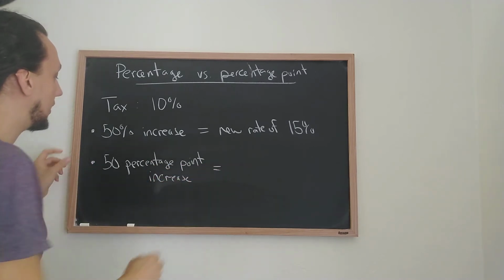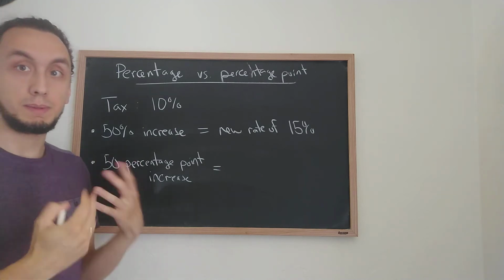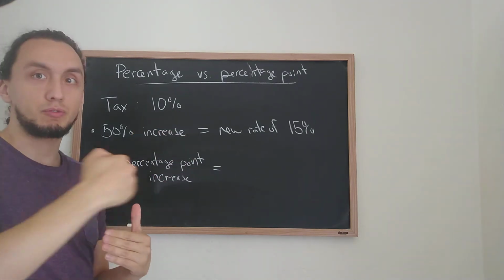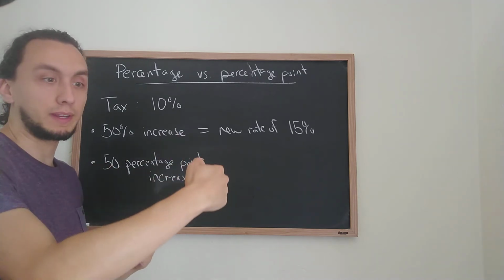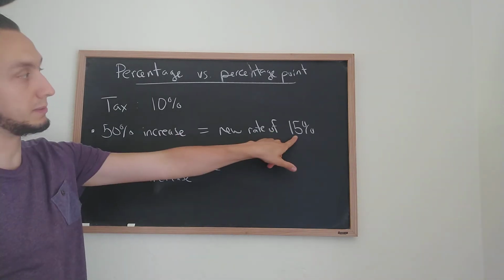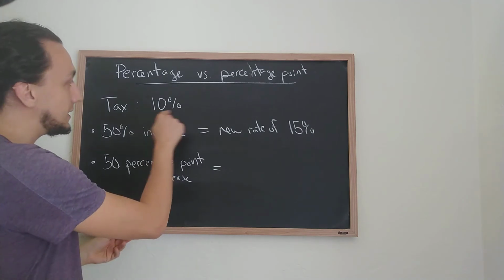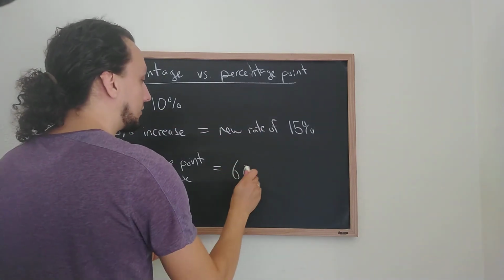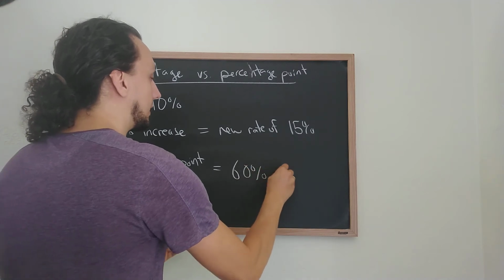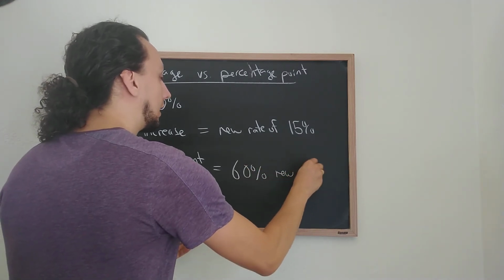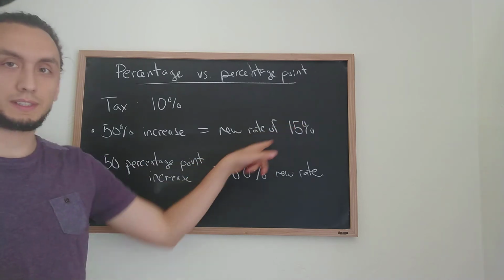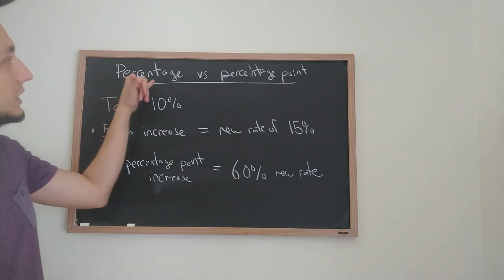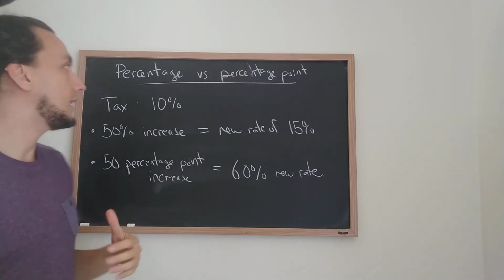And even though I'm still saying 50, this means something very different. This means that the tax rate of 10% is now increasing by 50 percentage points. It's not that it's 50% higher, that brings me to 15%. It's that the percent itself, 10, is increasing by 50, which brings me to a tax rate of 60%. Very different. Okay?